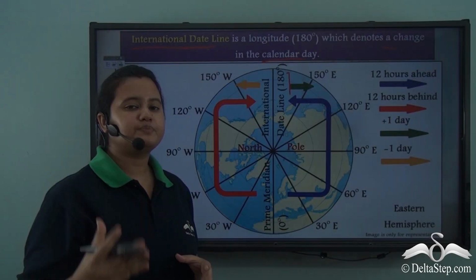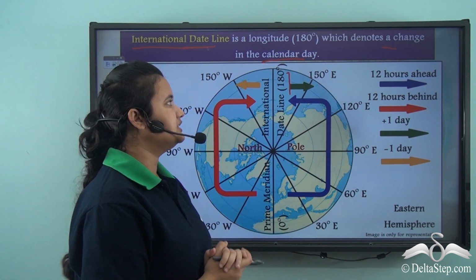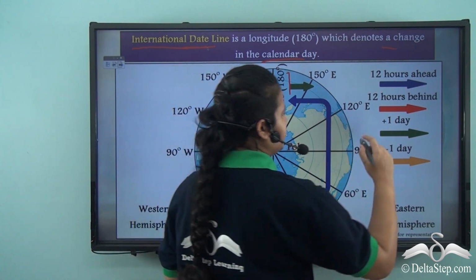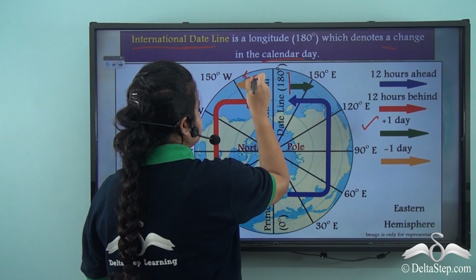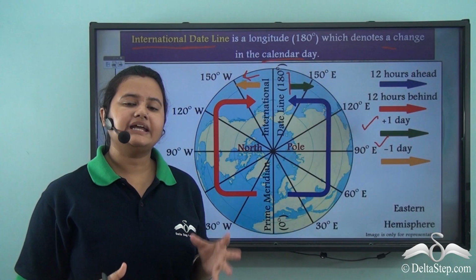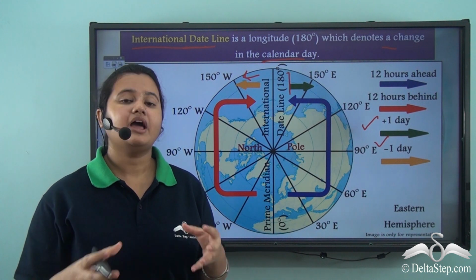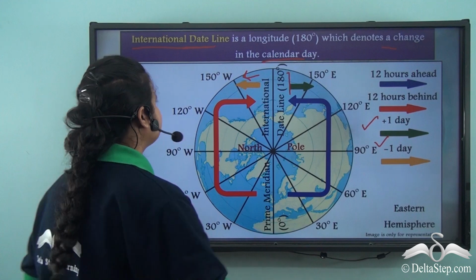changes. To speak more clearly, if you move to the east of the international date line, then you gain 1 day. And if you move to the west of this line, then you lose 1 day. So 180 degree longitude is special because it denotes a change in date.